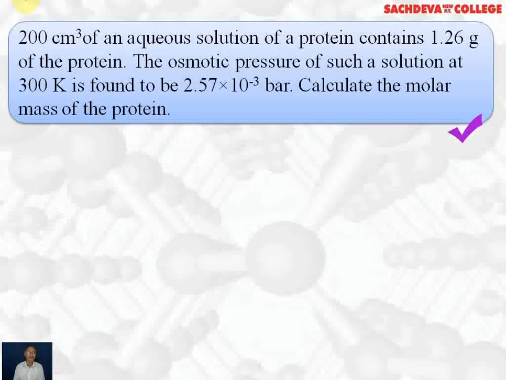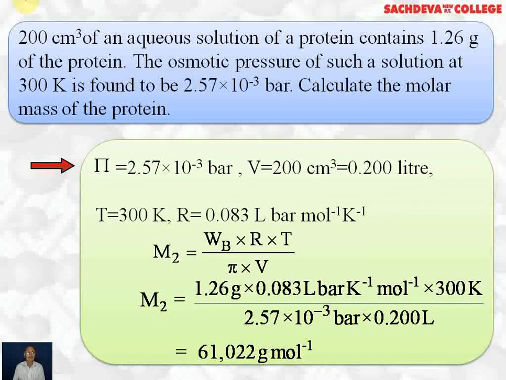Now we are going to take up numerical based on osmotic pressure. 200 centimeter cube of an aqueous solution of protein contains 1.26 gram of protein. The osmotic pressure of such solution at 300 Kelvin is found to be 2.57 into 10 to the power minus 3 bar. Calculate the molar mass of protein. Now pi is given to be 2.57 into 10 to the power minus 3 bar. Volume is 200 centimeter cube, but we have to change the volume into liters. So we divide by 1000, so we get 0.2 liters.